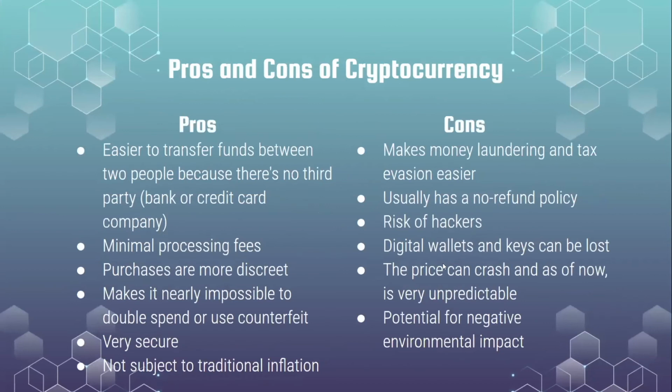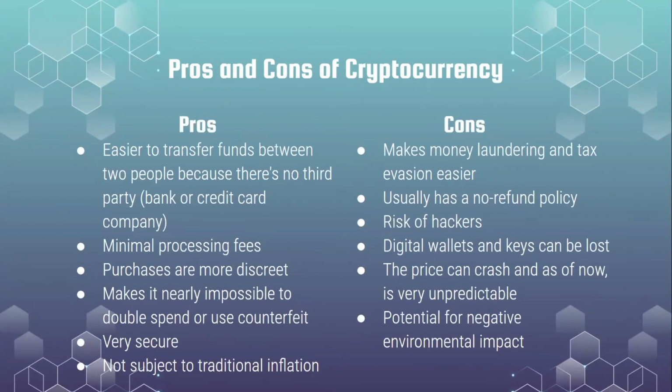So now let's get into some of the pros and cons of cryptocurrency. Starting with the pros, it's easier to transfer money between two people because there's no third party. So you don't have to go through a bank or a credit card company. It's almost like handing cash to another person. You don't have to wait for processing or any kind of things like that.